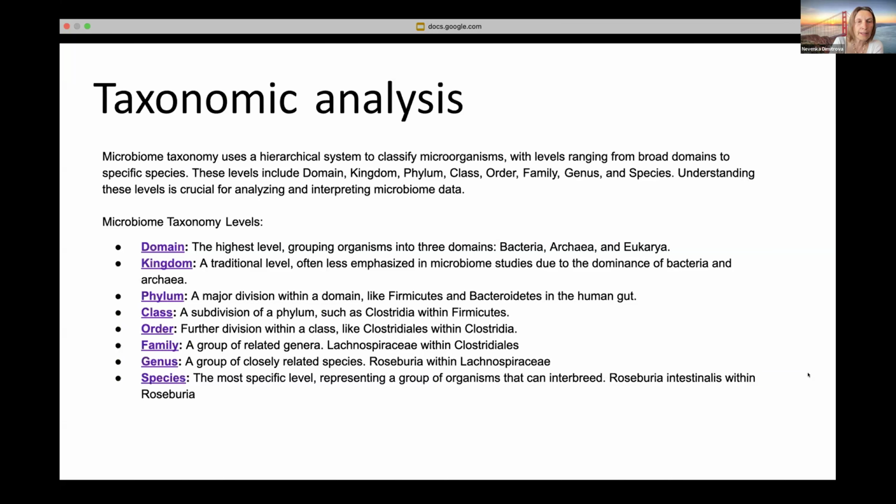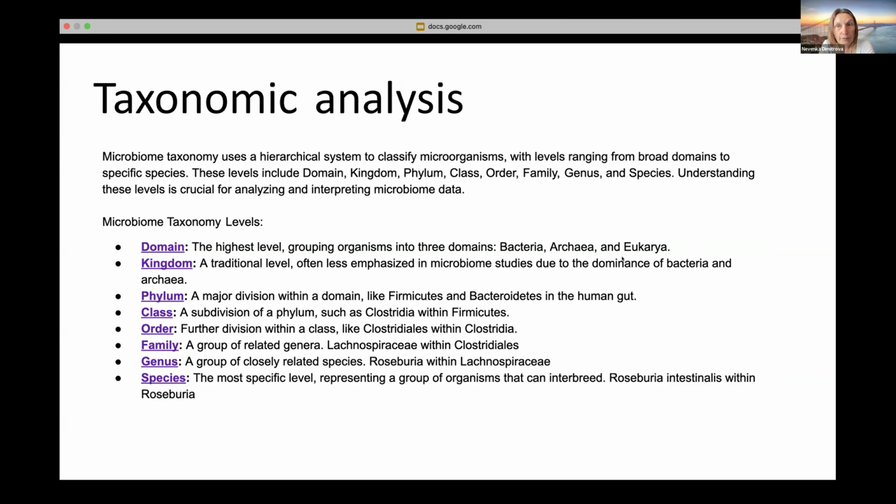And I just want to explain a little bit what is taxonomic analysis. This is not part of computer science or AI curriculum. So as you're aware, in biology, in the whole biological world, there is a huge taxonomy, but the microbiome taxonomy uses a hierarchical system to classify microorganisms. So these are very broad domains for specific species, and the levels include domain, which is the highest level, like bacteria, archaea, and eukarya.